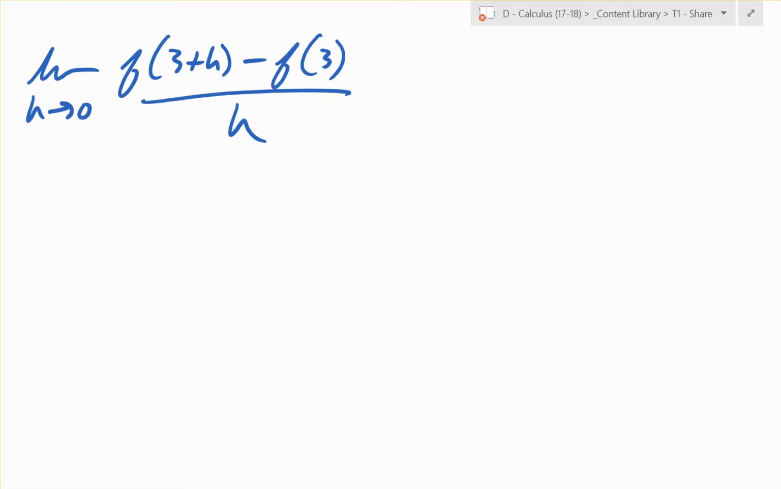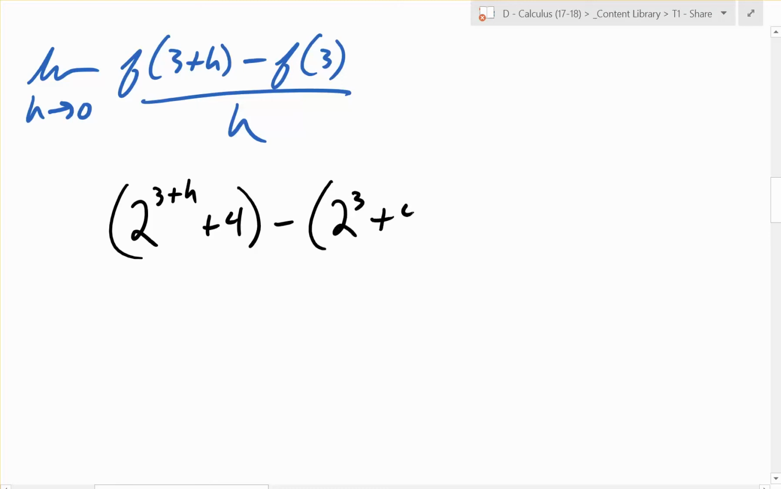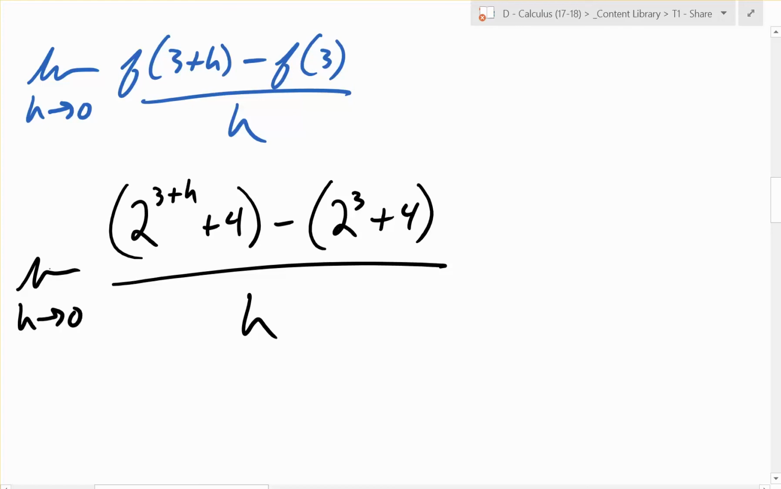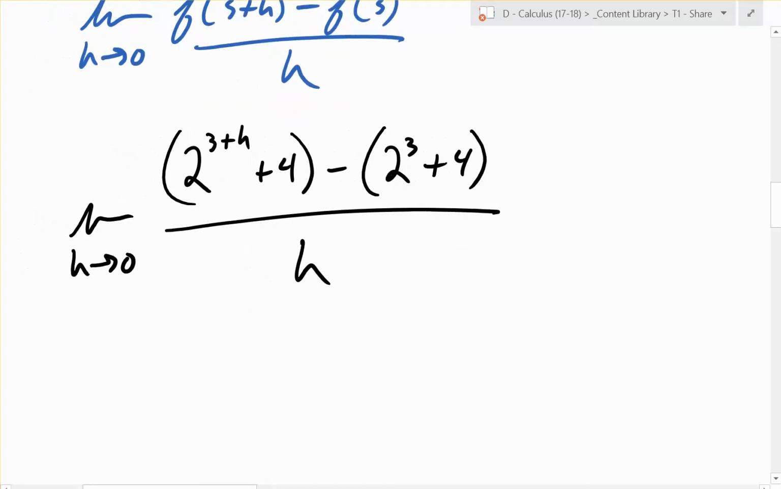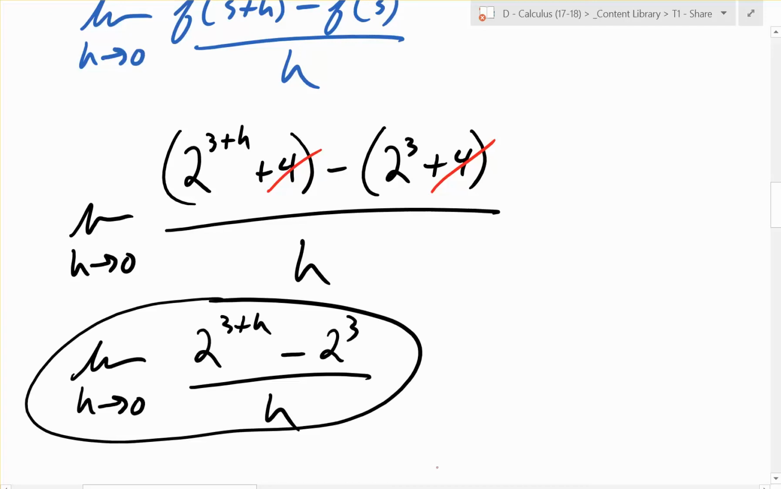So now you need to actually use the function. So it's 2 to the power 3 plus h, plus 4, minus 2 to the 3 plus 4, all over h. And again, the limit stays out front. Now you just need to be careful with your algebra. And the 4's do cancel. But what you're left with is this.